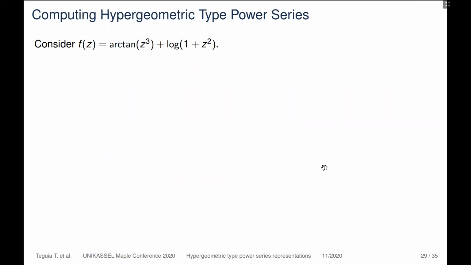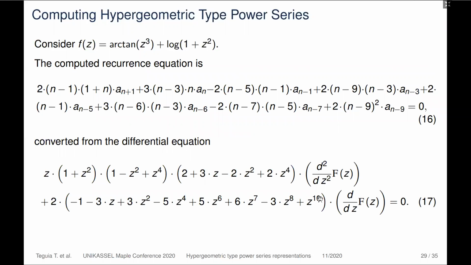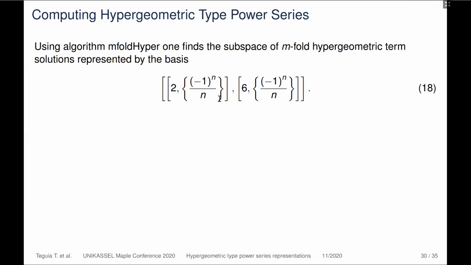So our approach is a kind of generalized computation of power series, and we will see it from some examples. Here is arctangent of z cubed plus log of 1 plus z squared. We compute the recurrence equation from these differential equations, the recurrence equation of order 10, and then we use m-fold hyper to compute m-fold hypergeometric term solutions. We have 2-fold and 6-fold hypergeometric term solutions.